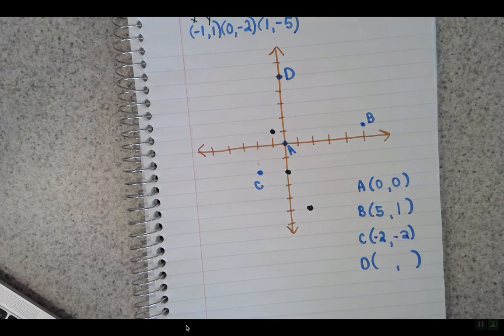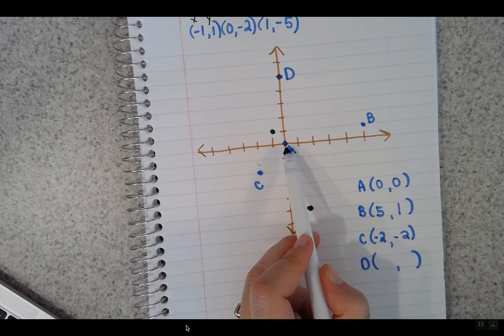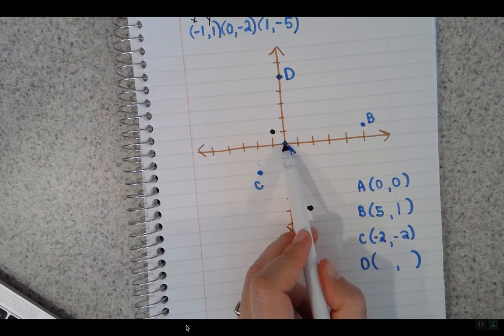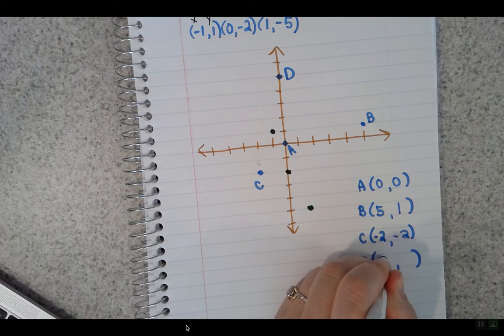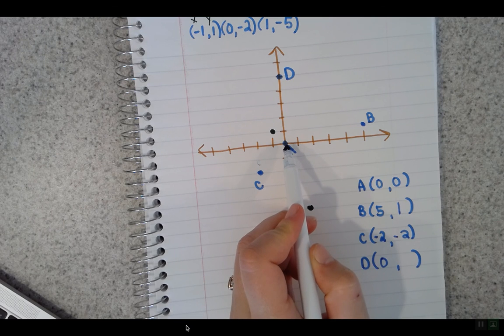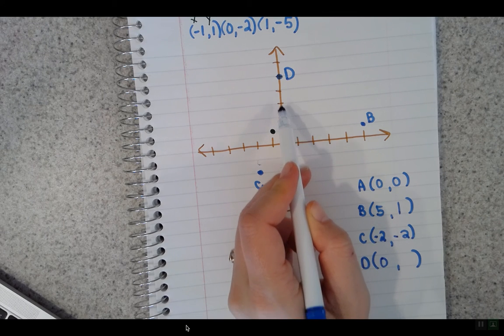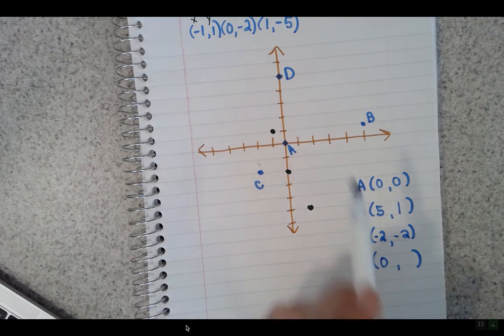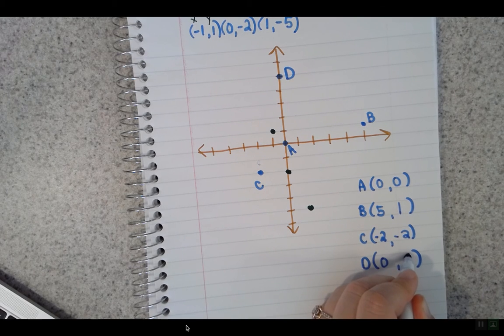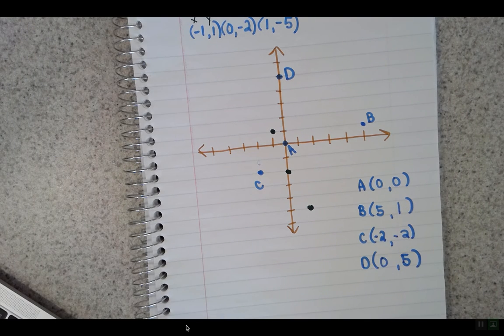Lastly, point D. Starting at the origin, it looks like I do not move left or right on my x-axis. So my x coordinate is a 0. But I do move up 1, 2, 3, 4, 5 spaces. So my y value would be a 5. And that is how the coordinate plane works.